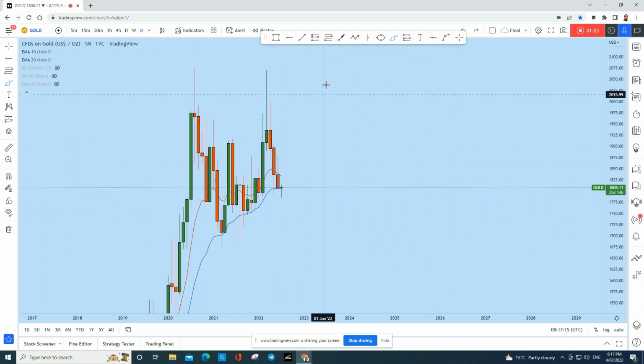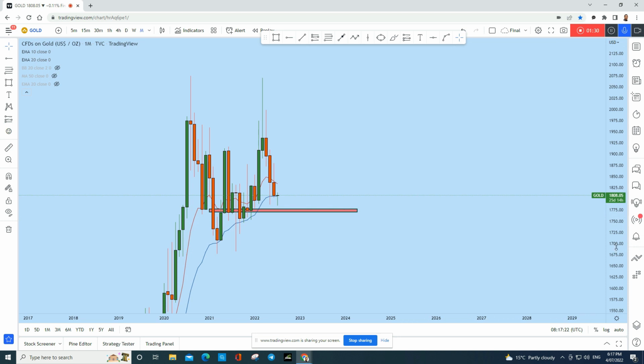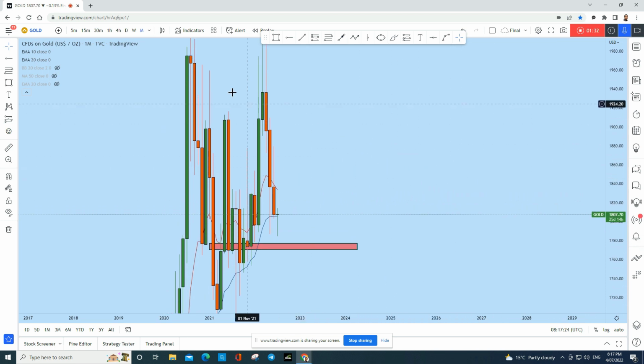At least this is a high liquidity zone. As you can see, there is a doji in this zone. So with that in mind, we can expect gold to drop further.